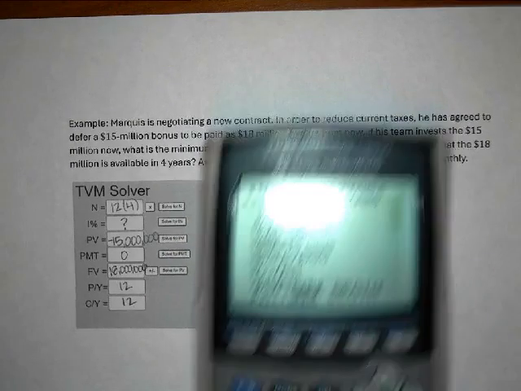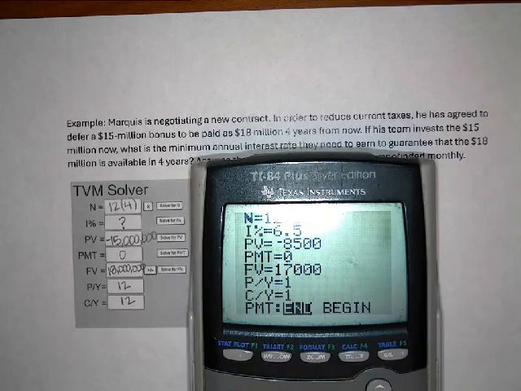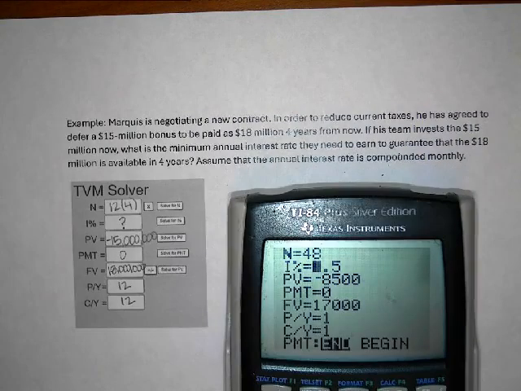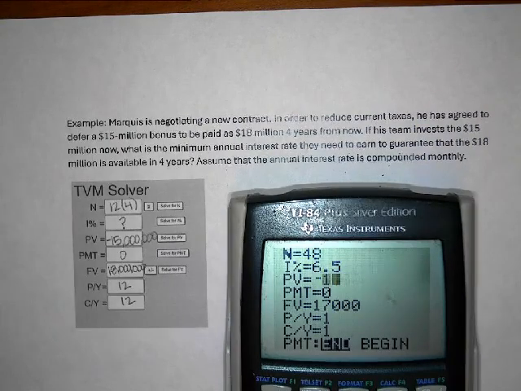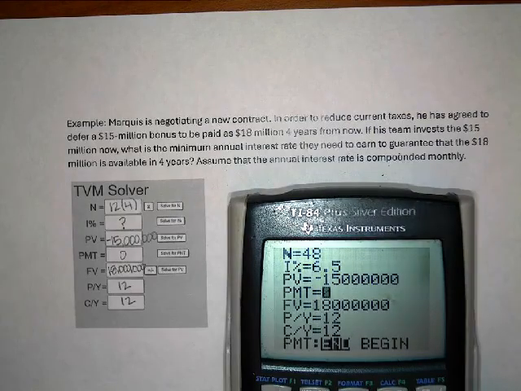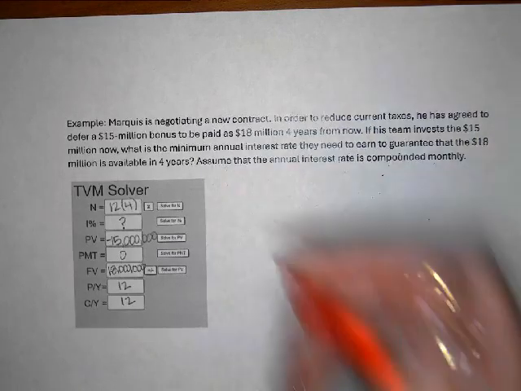12 times 4. I'm going to leave the I from the previous problem. Negative 15 million. 0 in payment. 18 million compounded monthly. Okay, and now I'm going to go up here to where the percentage is, and I'm going to do alpha solve, and it's 4.57%. So they want their interest to be 4.57% interest.